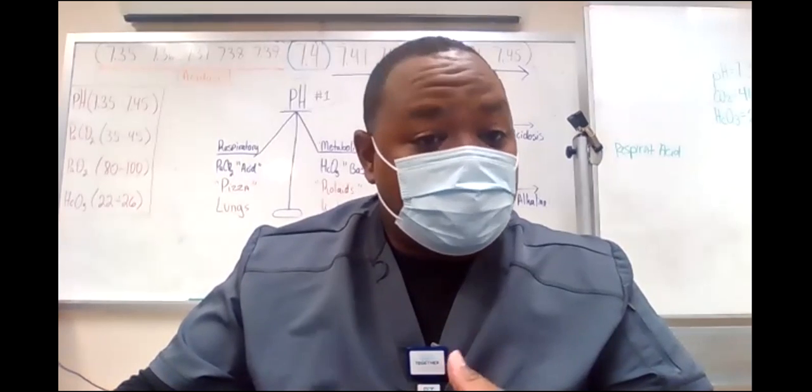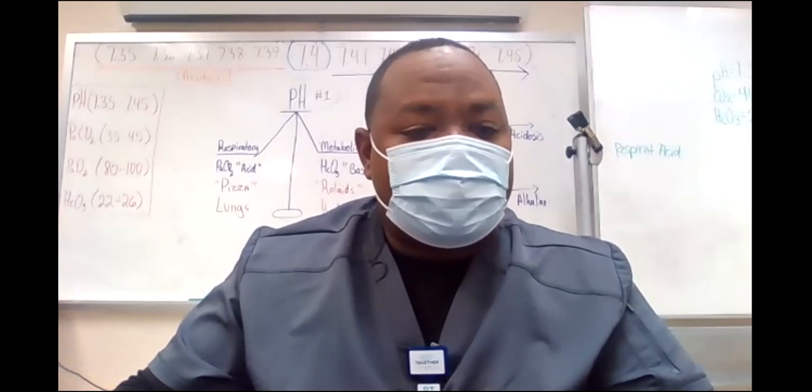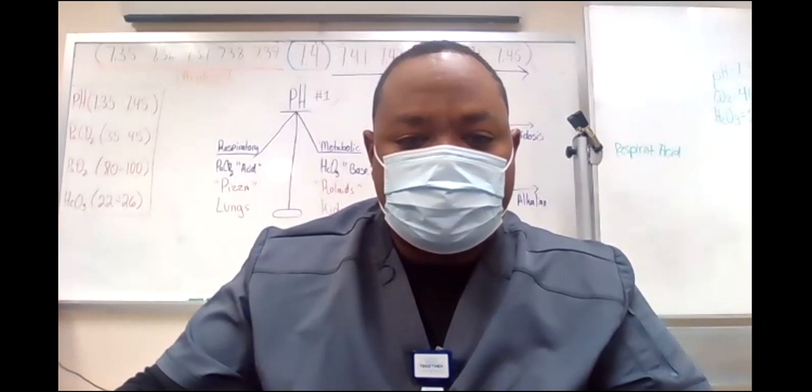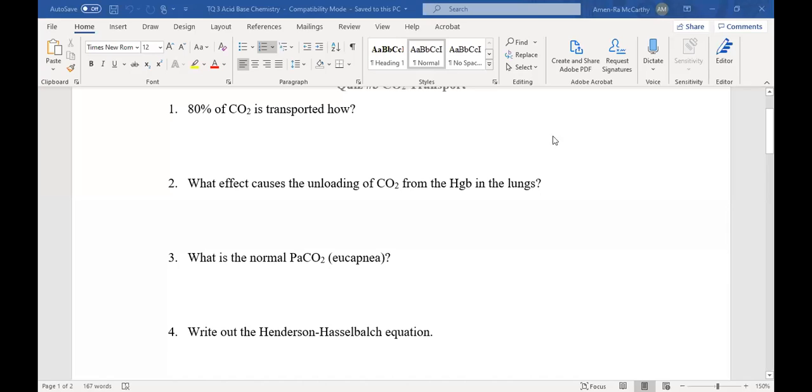What effect causes the unloading of CO2 from the hemoglobin in the lungs? What effect? I'm looking for effect, okay? Number 3, what is the normal PaCO2 range? And number 4, write out the Henderson-Hasselbalch equation, okay? You don't have to solve it, just write out the parts of it. Okay, let me share my screen for you. 1 through 4, I'll pause the recording here.